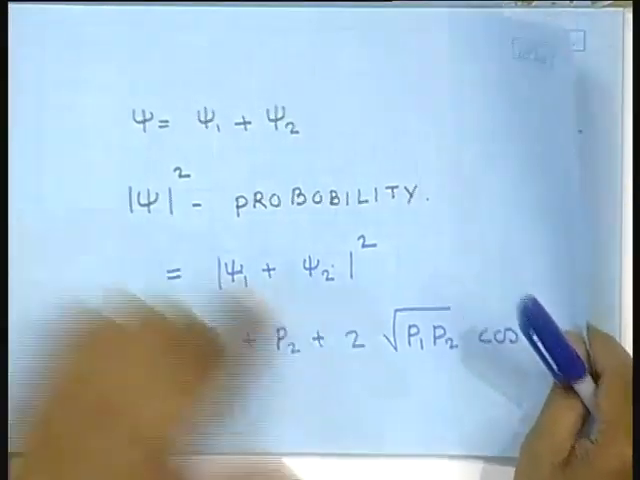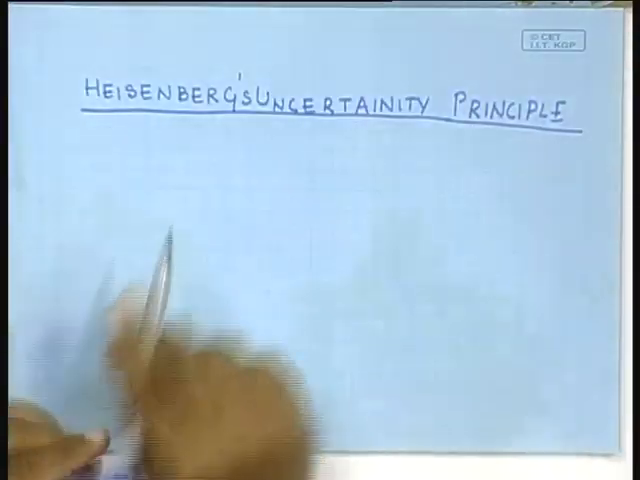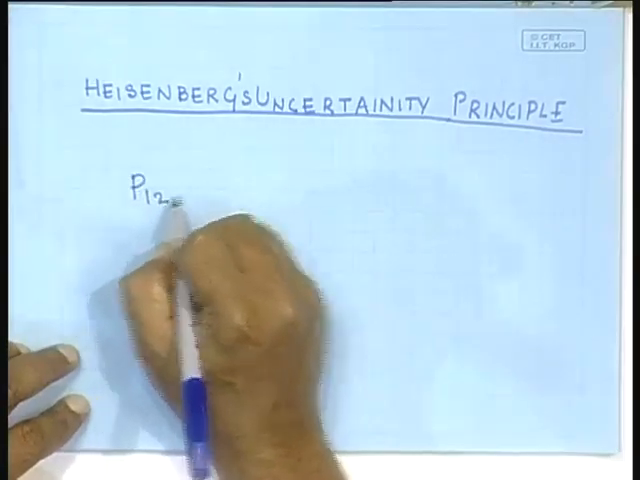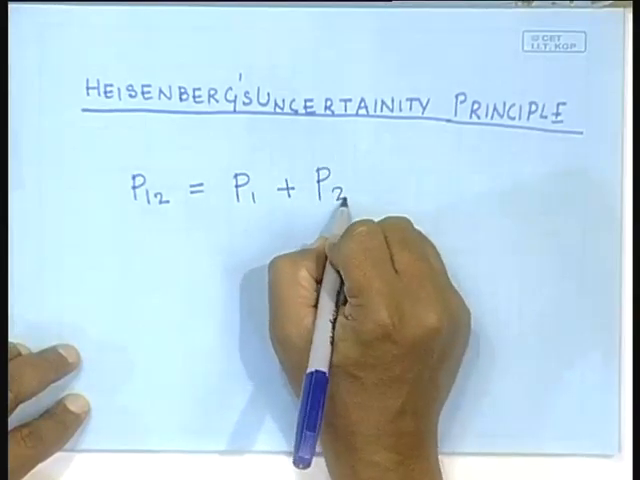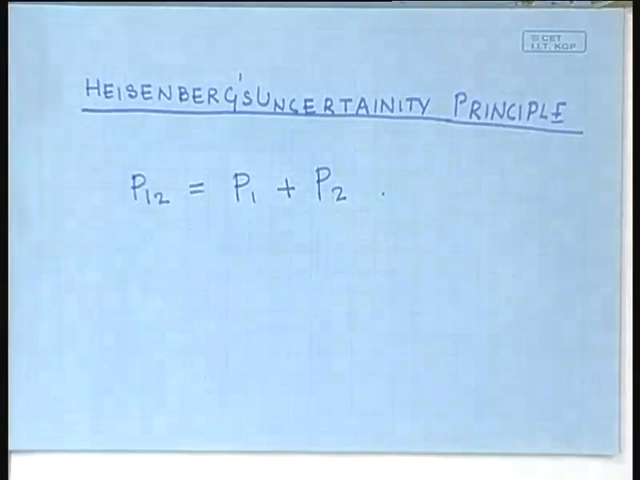And if the interference is wiped away, then you have to just add up the probabilities for the two alternatives. So, in such a situation, the probability P12 is going to be P1 plus P2. So, the act of measurement itself is going to disturb the system so much that you will wipe out the interference pattern.